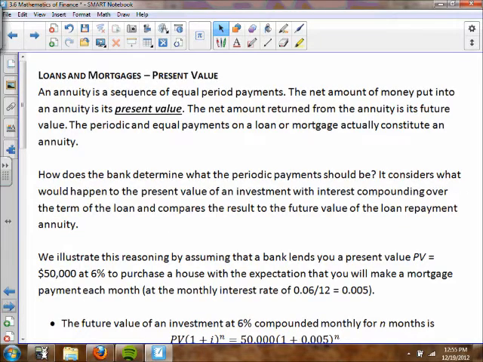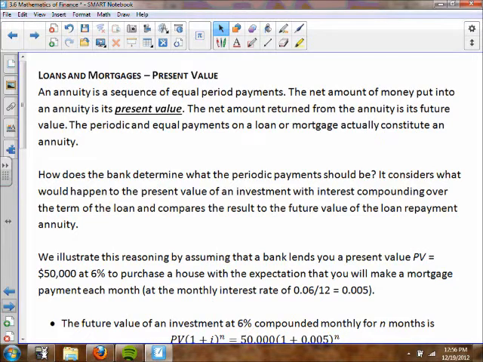Now, let's look at loans and mortgages present value. Okay, we talked about future value, now let's talk about present value. An annuity is a sequence of equal period payments. The net amount of money put into an annuity is its present value. The net amount returned from the annuity is its future value. The periodic and equal payments on a loan or mortgage actually constitute an annuity.